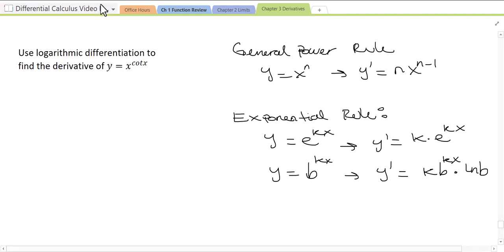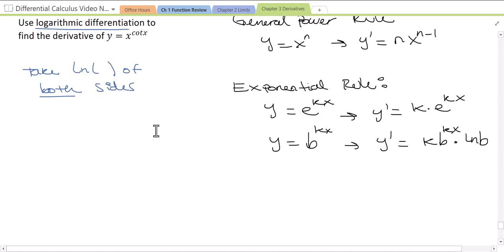So what we're going to do is use logarithmic differentiation, meaning we're going to take the natural log of both sides. Natural log is a function, so that's why I do ln of both sides, because it's not multiplying. You're not multiplying just ln by itself. Natural log is a function.